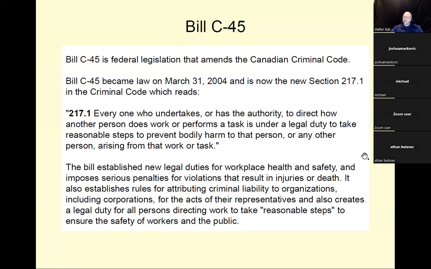Okay, the bill established new legal duties for workplace health and safety, and it imposes serious penalties for violations that result in injuries or death. It also establishes rules for attributing criminal liability to organizations, including corporations, for the acts of their representatives, and it creates a legal duty for persons directing work to take reasonable steps to ensure the safety of all. So things are serious, things are official, things are legal, and things are extremely serious because that's when the Criminal Code is involved.